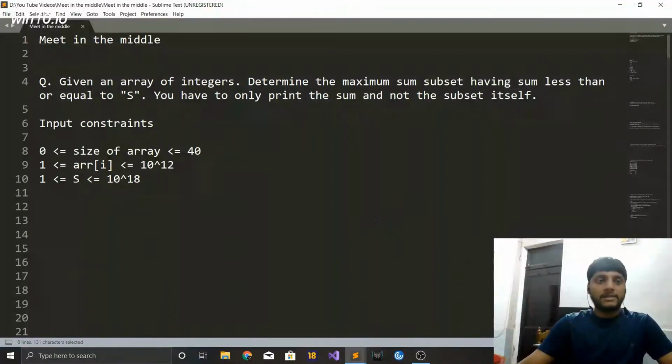I'm back, guys. So let's discuss the meet in the middle algorithm. Let's try to understand this with the help of a question. The question is very simple. You are given an array of integers. You have to determine the maximum sum subset having sum less than or equal to x. You have to only print the sum and not the subset itself.